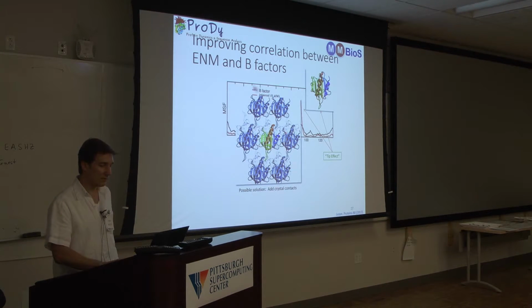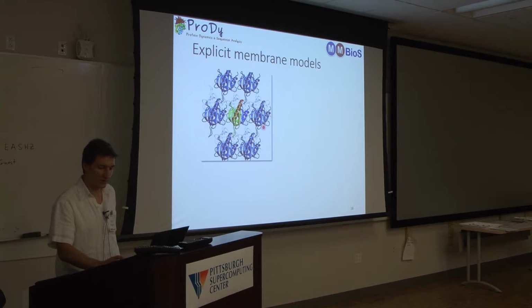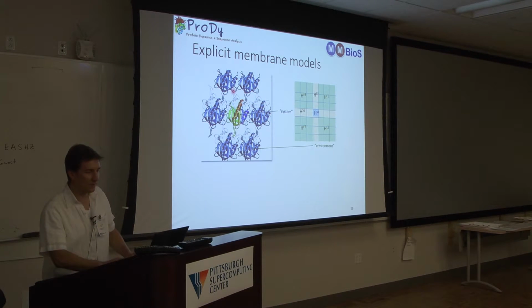So we can say, what about the crystal contacts? And how do we do that? With ProDy, if we enter in the crystal structure and we want to look just at one structure in the middle, we can build a Hessian for the entire crystal in the region of this one protein, just like this. And then we can say that the one in the middle is what we will call the system that we're interested in, and the rest of it is just some environment that surrounds the system that we're interested in.